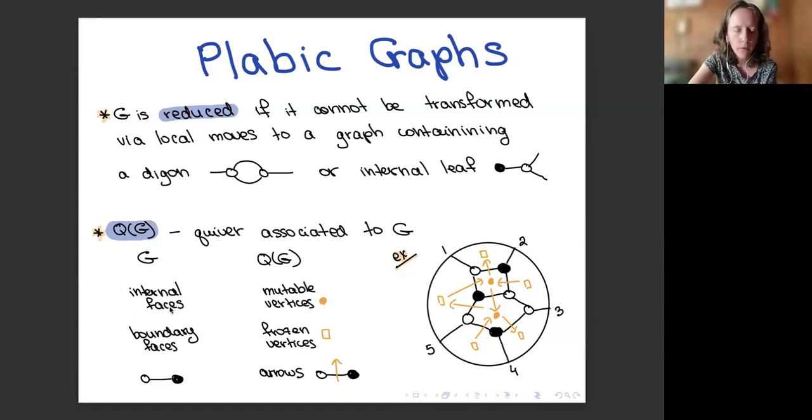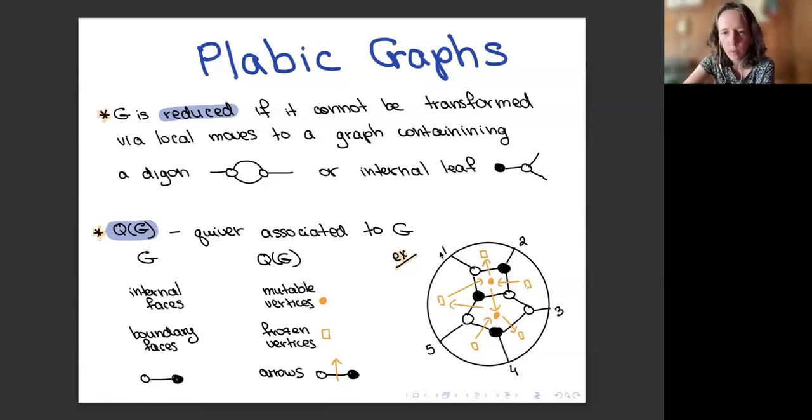And then boundary faces, faces which are adjacent to the boundary, I'm going to correspond to frozen vertices, which I'm going to denote by these squares. And whenever you have an edge between two different colored vertices, I'm going to draw an arrow which cuts across the edge such that I see the black vertex on the right and the white vertex on the left. That's my convention.